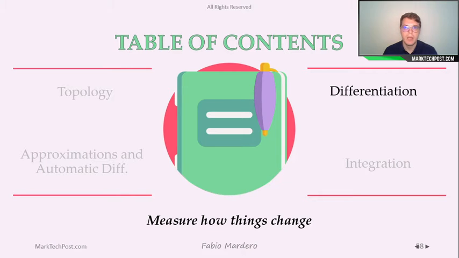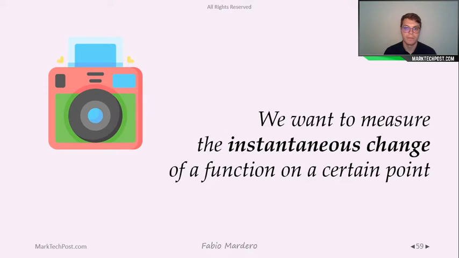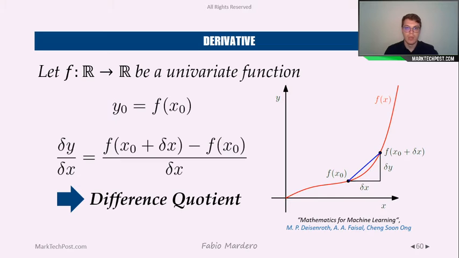Now that we are able to approach a function as closely as we want with respect to a point, we can start to measure how things change in that function and around that point. Remember, our goal in this course is to measure the instantaneous change of a function at a certain point. So let's define the difference quotient.